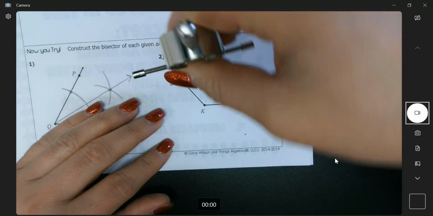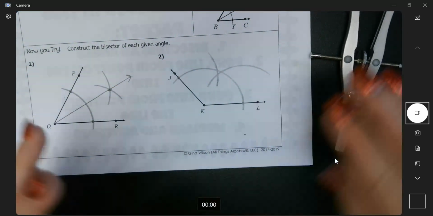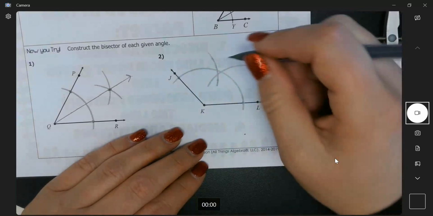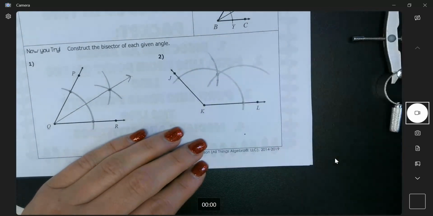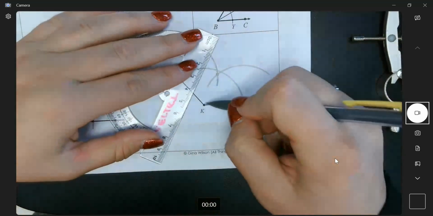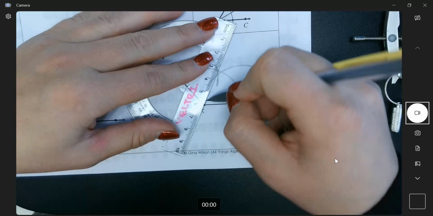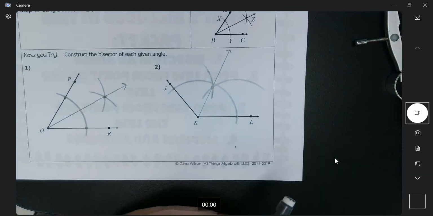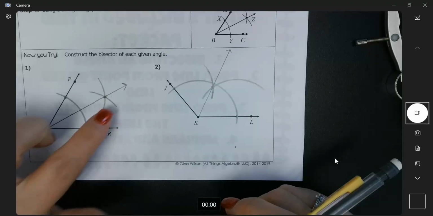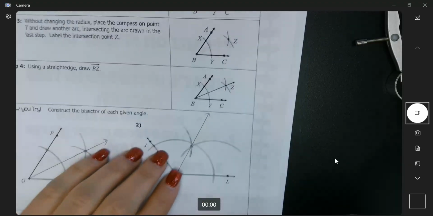Make an arc. It's okay that it's below the arc that you originally made. Don't stress about that. And then just make that point there. Then again, just go from the vertex of the angle through that point we just found, and there's your angle bisector. So, 1, 2, 3 simple movements for this one. All right, so that was bisecting an angle.